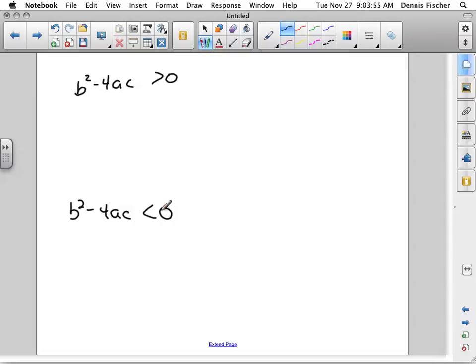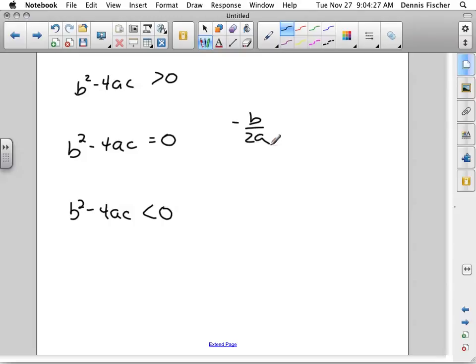What happens if b squared minus 4ac is equal to 0? One solution. What is that solution? Not 0. The one solution is always negative b over 2a. Whenever you get it equal to 0, the only solution to the problem is negative b over 2a, whatever b and 2a are for the problem, right?